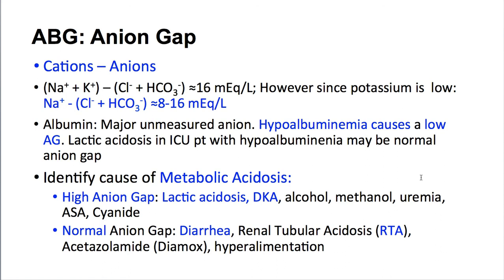Some causes of metabolic acidosis. There is anion gap and normal anion gap acidosis. So when you determine that the patient has a metabolic acidosis, you calculate the anion gap, and if it's high, you say, aha, what's causing that? It could be lactate, it could be ketones, could be alcohol, rarely methanol, could be uremia, aspirin, etc. Normal anion gap, you don't have these organic acids hanging around in the blood, but you're losing bicarbonate usually.